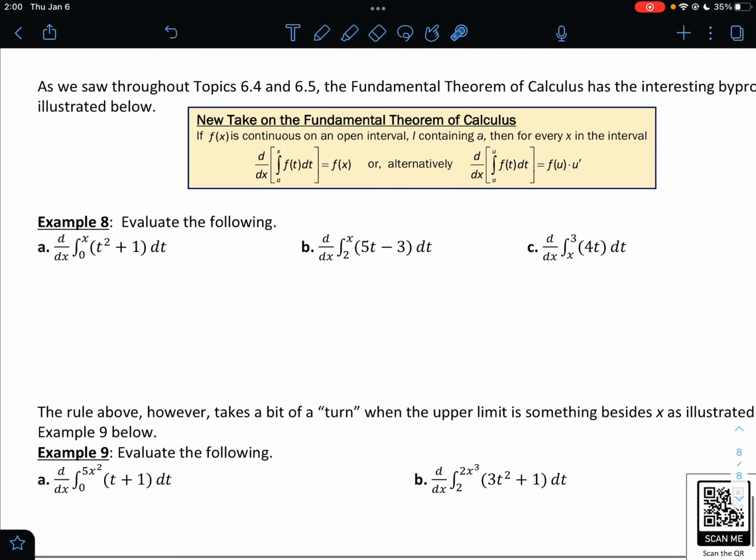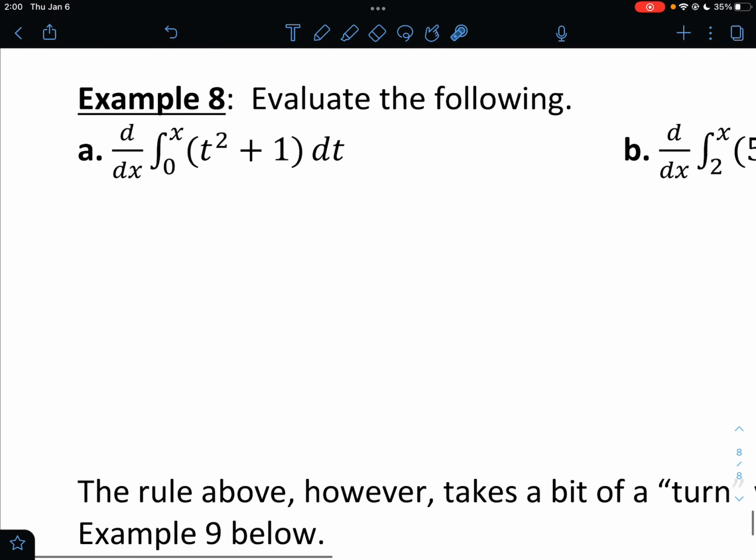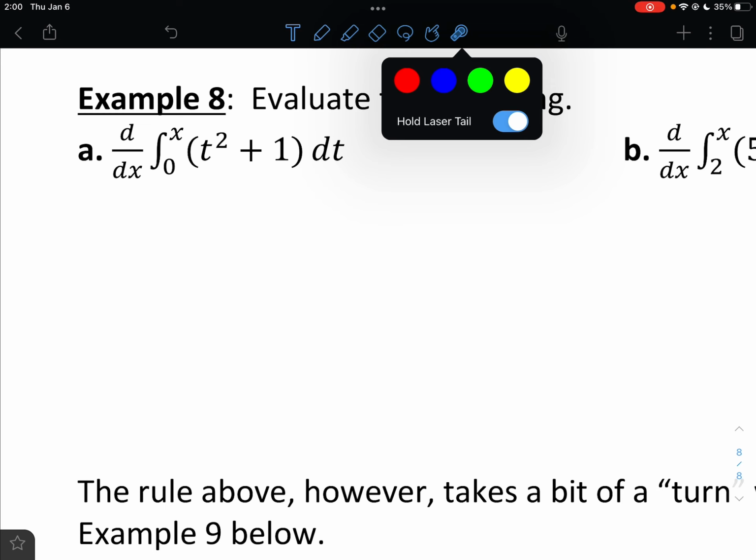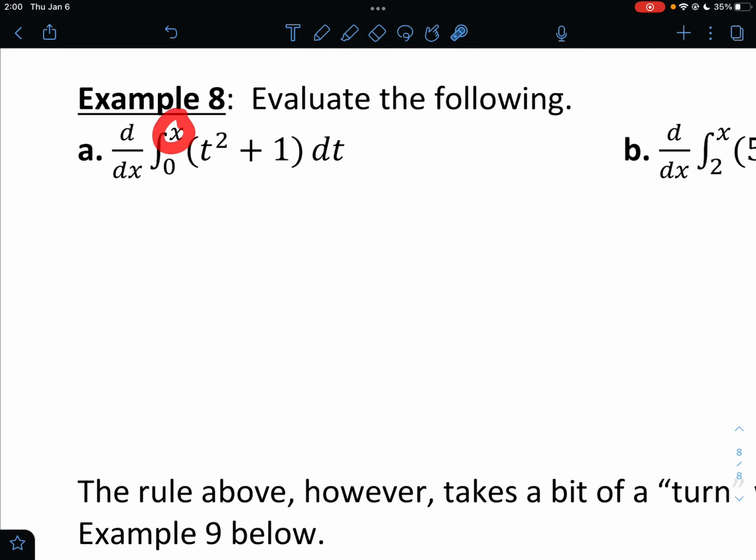So example A, 8a says evaluate the following. Derivative of an integral. The top bound is a variable. The bottom bound is a constant, so we can use this. Basically, all we're doing here is we're putting x in for t. That's it. Now, yes, we are multiplying by the derivative of x, which is 1, but we don't have to write that. It's just x squared plus 1. And if you went the long route, did this integral, plugged x in, plugged 0 in, simplified, and then took the derivative, you would get back this same answer.